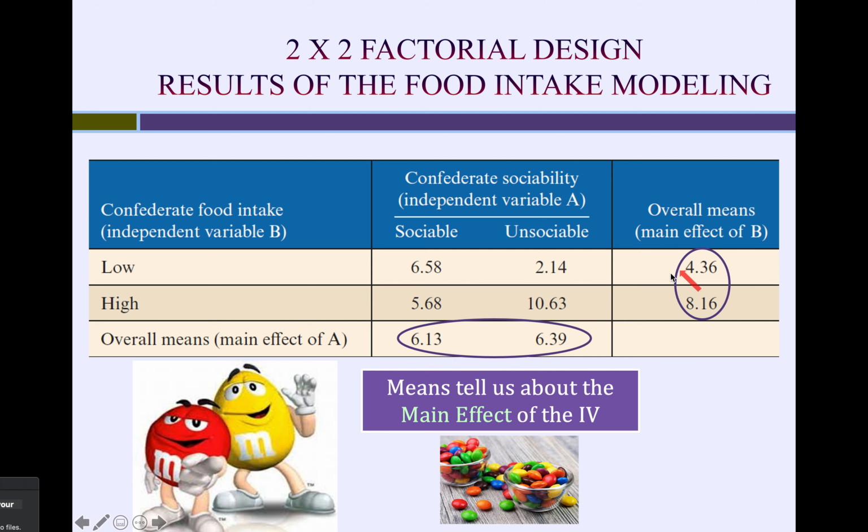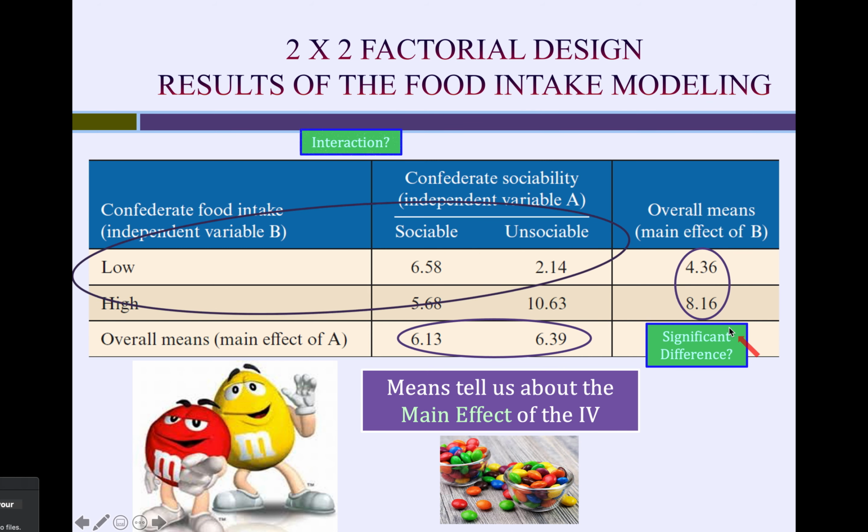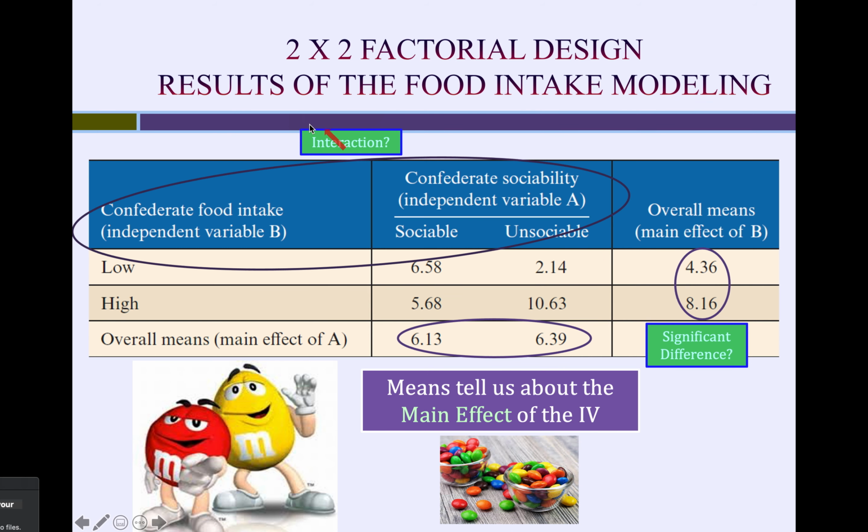And we're also looking for the main effect of independent variable 2, or IV B, just based on the Confederate food intake, low or high. And we can see that there's starting to be this interesting difference here. Depending on whether a Confederate has a few M&Ms or a lot of M&Ms, it will change the number of M&Ms that the participant does eat, which is the dependent variable. So these are the two things that we're looking for: main effect of IV1, main effect of IV2. We're looking for that significant difference here. But the third thing that we're also looking for is that interaction.